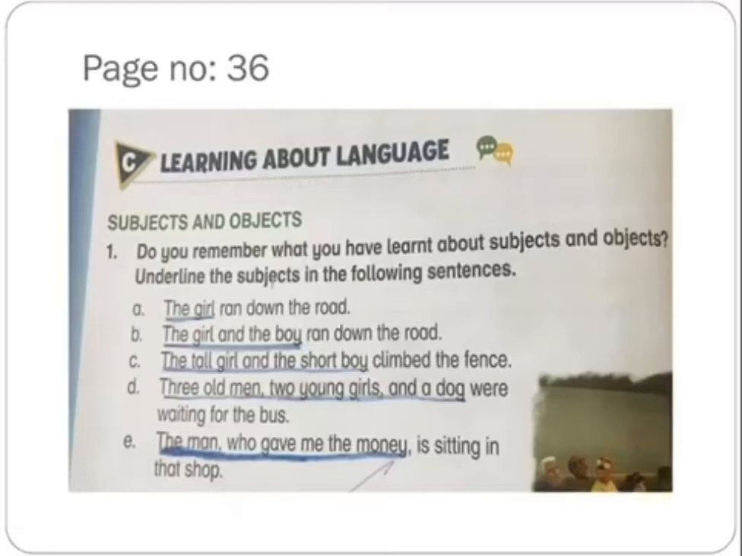Now number E, the man who gave me the money is sitting in that shop. The man who gave me the money is the subject, and what action is he performing? He is sitting, so that is the verb. So underline all the subjects in this sentence in your book.